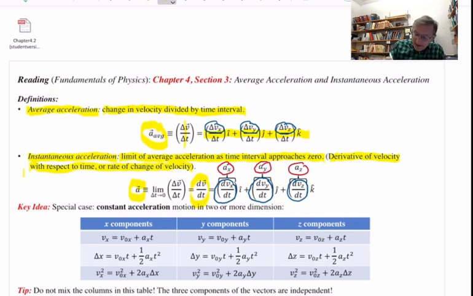Okay? Let's talk about that for a minute. So I'm looking now at a special case. Constant acceleration motion in 2 or more dimensions.